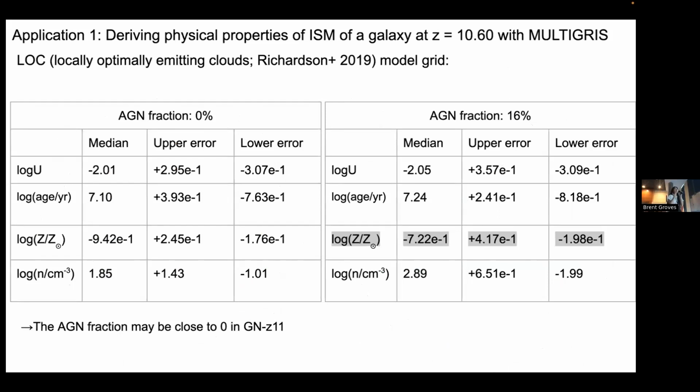To fit with AGN fraction, we use the LLC model grid. Here we can see that when we fit with an AGN fraction of 0%, the parameters are very well consistent with the values in the paper. But when we increase the AGN fraction to 16%, the metallicity is not consistent with the value in the paper. So we think that the AGN fraction in this galaxy may be close to 0%.